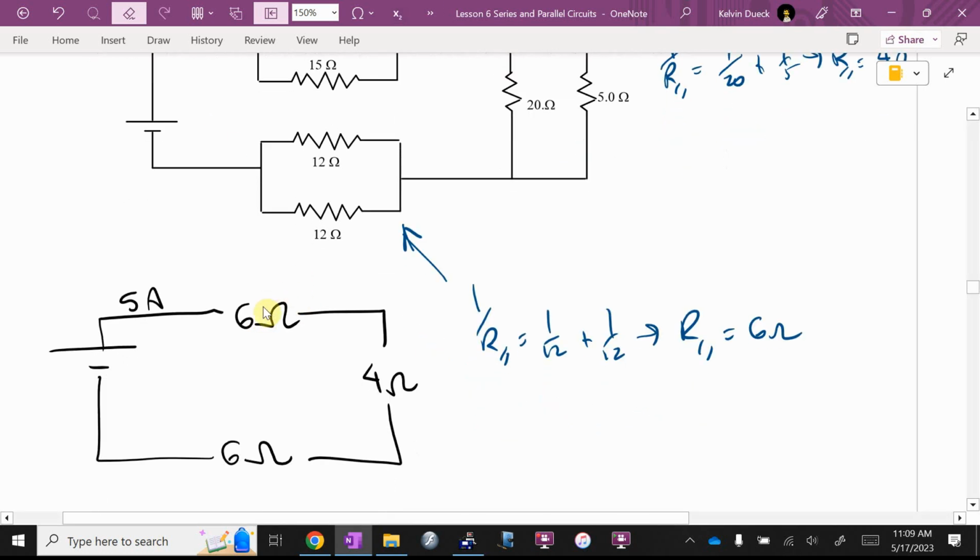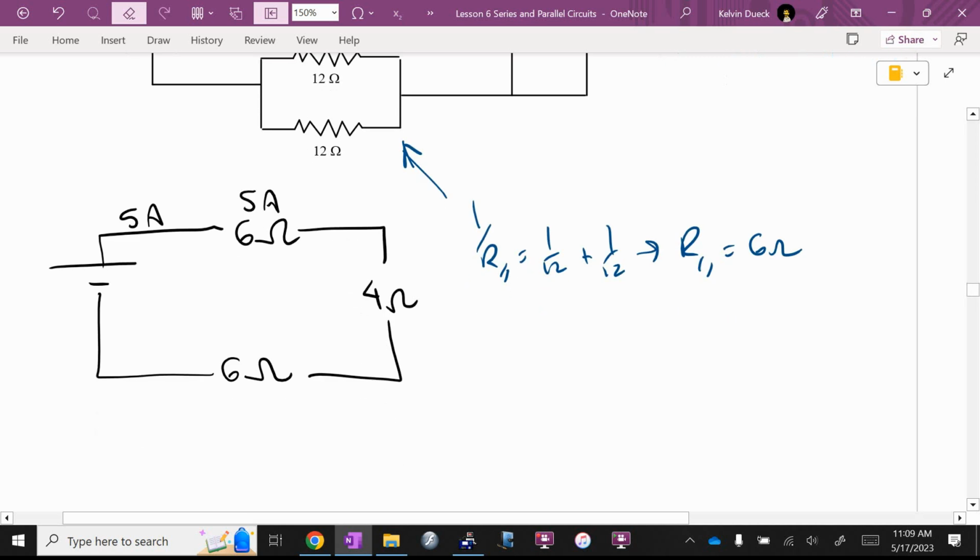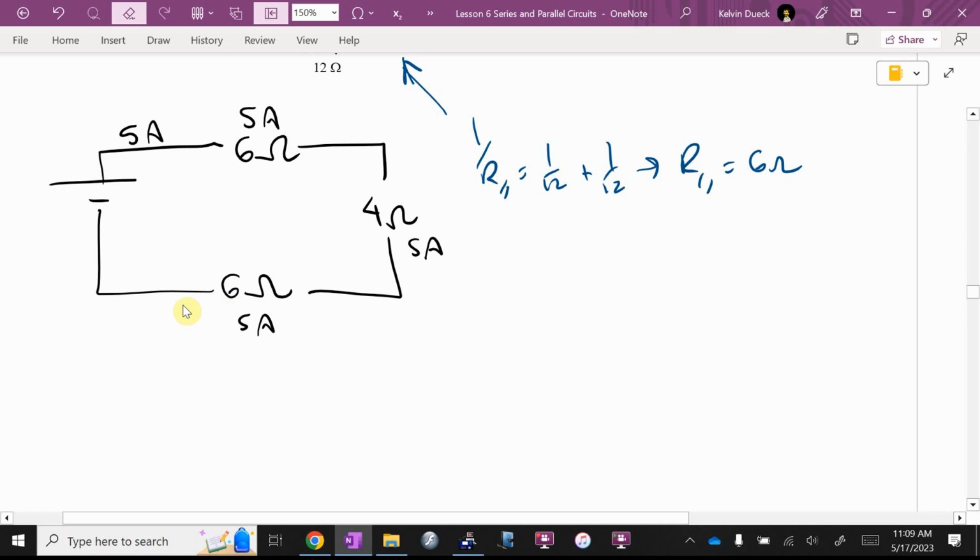Ella, how many amps are going through this 6 ohm resistor? How many amps are going through this 4 ohm resistor? How many amps are going through this bottom 6 ohm resistor? Let's do that and keep going. They wanted me to find R total. Well, this 6, this 4, and this 6 are, notice, in series.